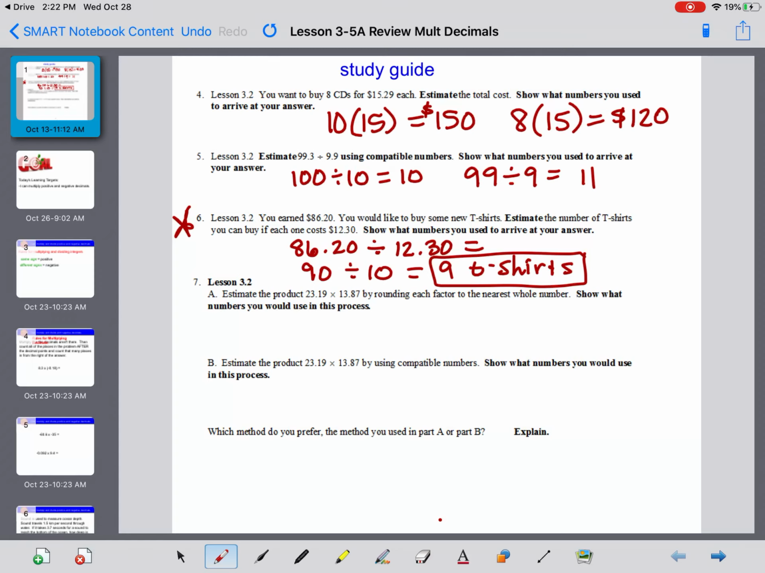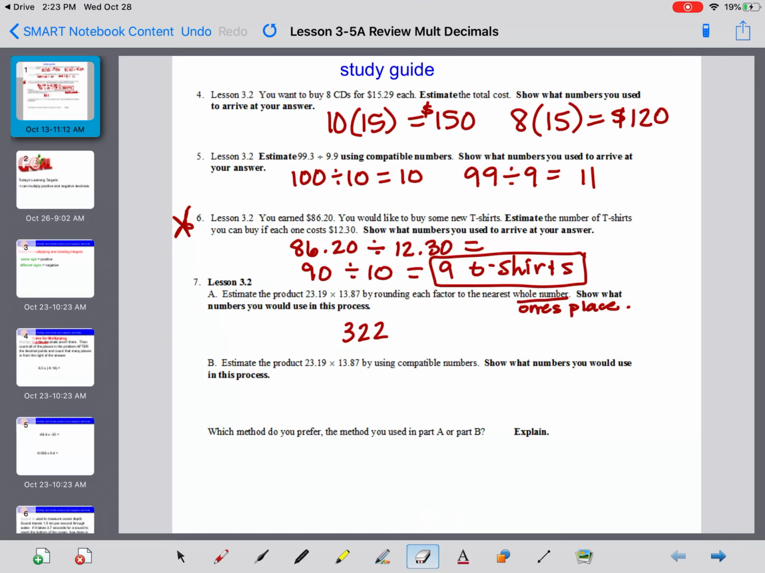Number 7A, estimate the product of 2319 times 1387 by rounding each factor to the nearest whole number. That's the ones place. So that would mean 23 times 14. 4 times 3 is 12. 4 times 2 is 8, plus 1 is 9. I put my 0 down. 230, now I have to add them. And I got 322 using that method of estimation. Do you see how I still had to do a side problem with that version or method of estimation?